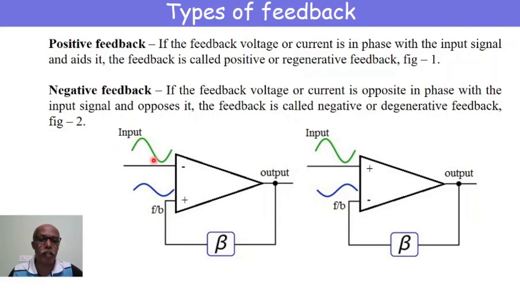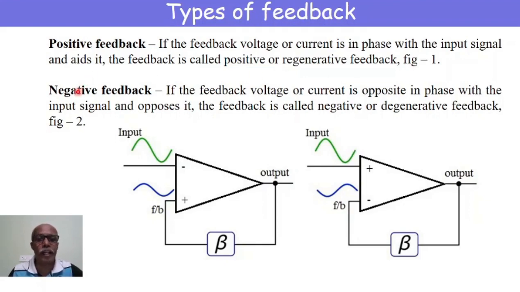This is the input signal. The green wave represents the input signal, whereas the blue wave represents the feedback signal. They are in phase. You can see here. Because they are in phase, the input signal will amplify further, and hence it is called regenerative feedback or positive feedback. The input signal enhances more, amplifies more.